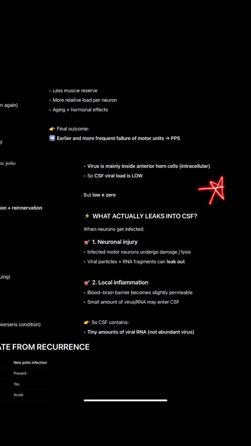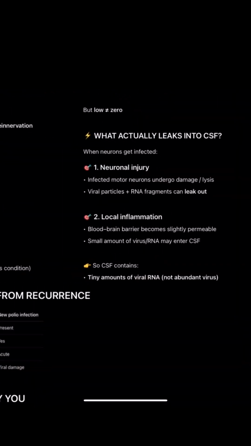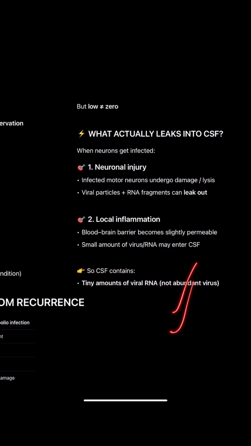Another thing we have to see is that the virus will mainly be inside the anterior horn cells, intracellular. So CSF viral load is low. But low viral load does not mean zero viral load. What actually leaks into CSF is this: when the anterior horn cell neurons get infected, neuronal injury will be there. Cell lysis and damage occur, and viral particles and RNA fragments will leak out. And local inflammation will be there. The blood-brain barrier, the blood vessels which are lined by very tight endothelium, will slightly become permeable. A small amount of viral RNA fragments may enter the CSF. So CSF contains tiny amounts of viral RNA, not abundant. And this tiny amount of RNA will be useful in RT-PCR or PCR. And hence by CSF investigation, we can find out the virus presence.